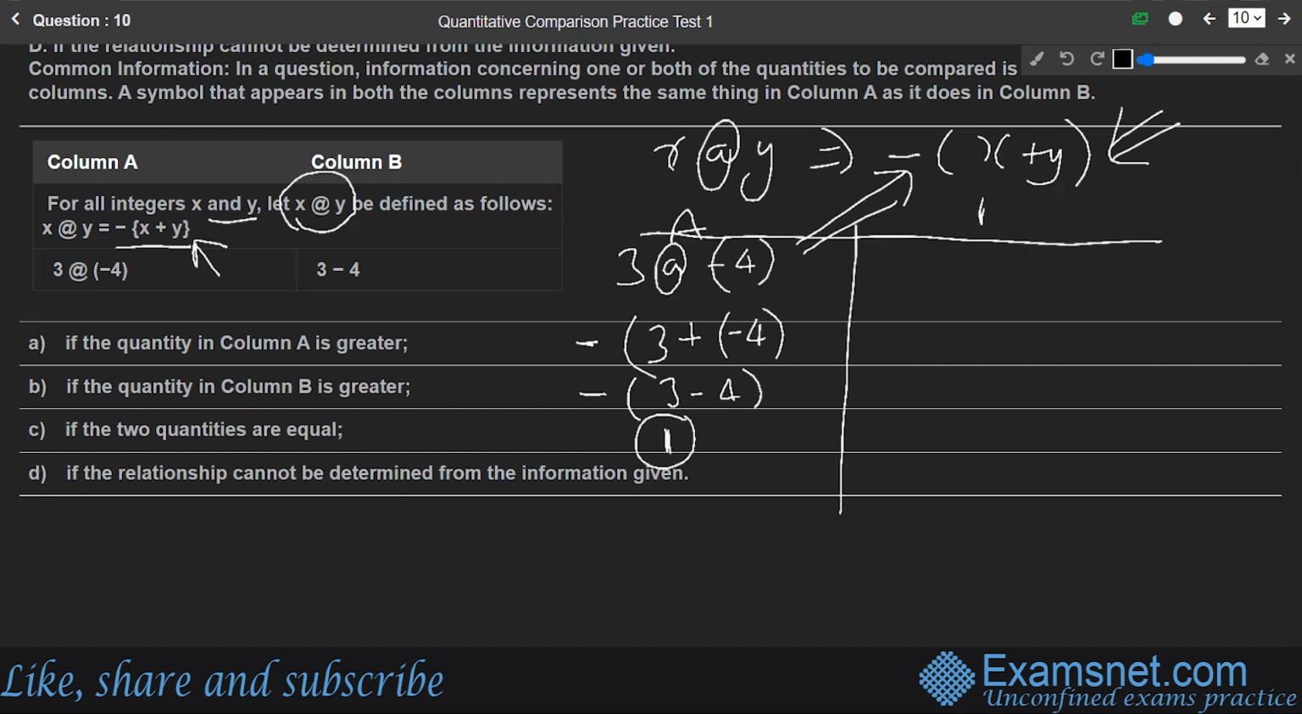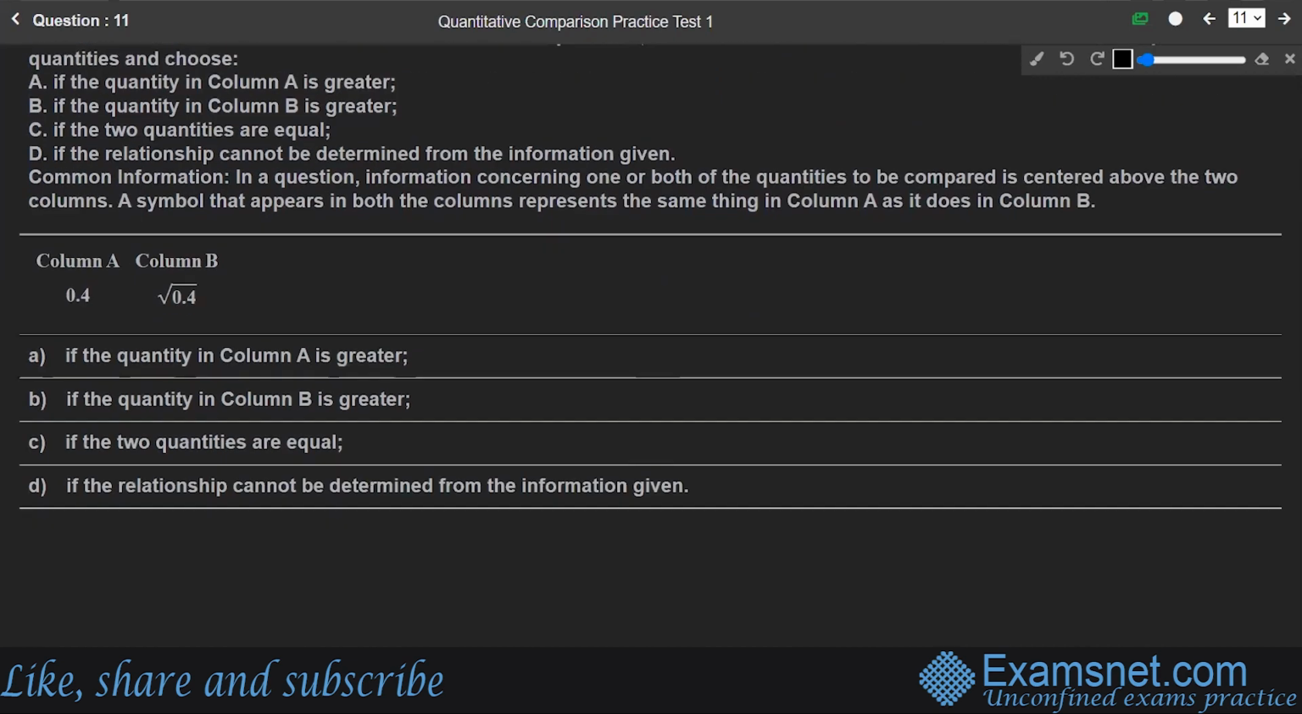Let's see the column B's final value. Column B has 3 minus 4, and 3 minus 4 value is simply minus 1. So we have to compare between 1 and minus 1, which is bigger. So clearly 1 is greater than minus 1. So that's what we are supposed to answer. The value in column A is greater. That is option number A is right.